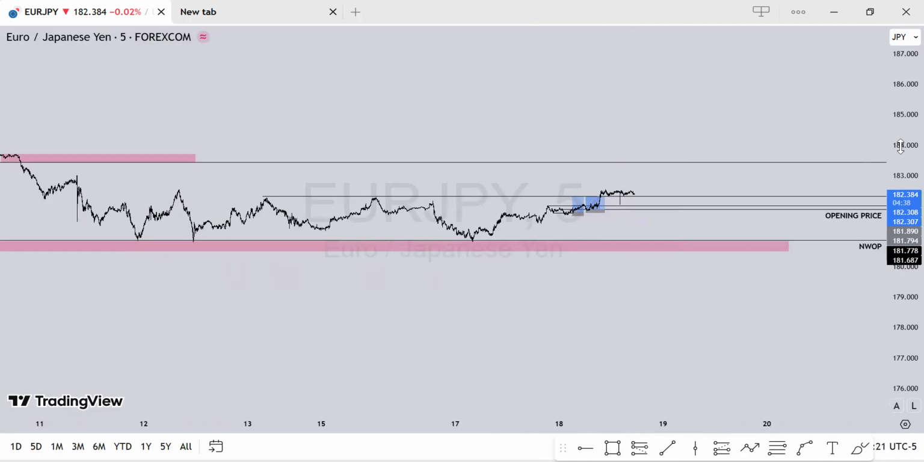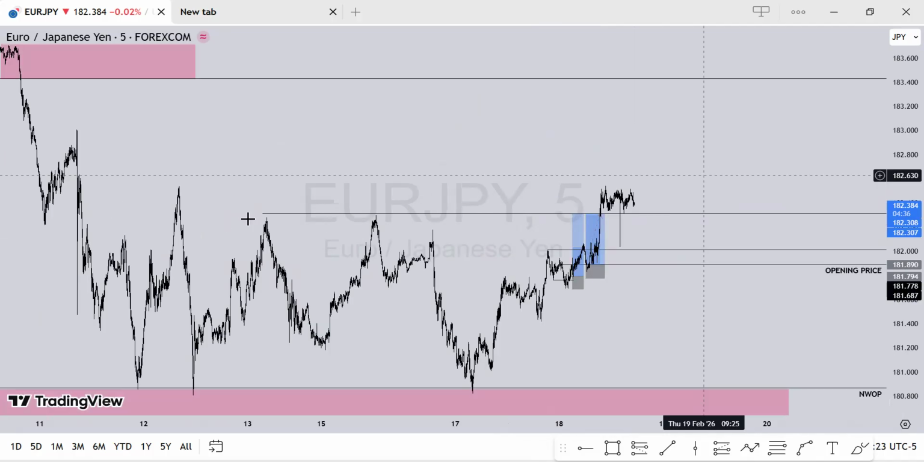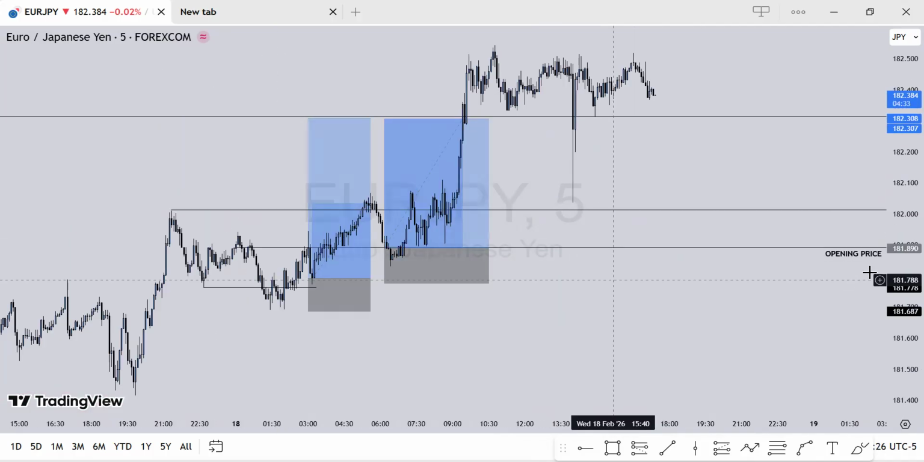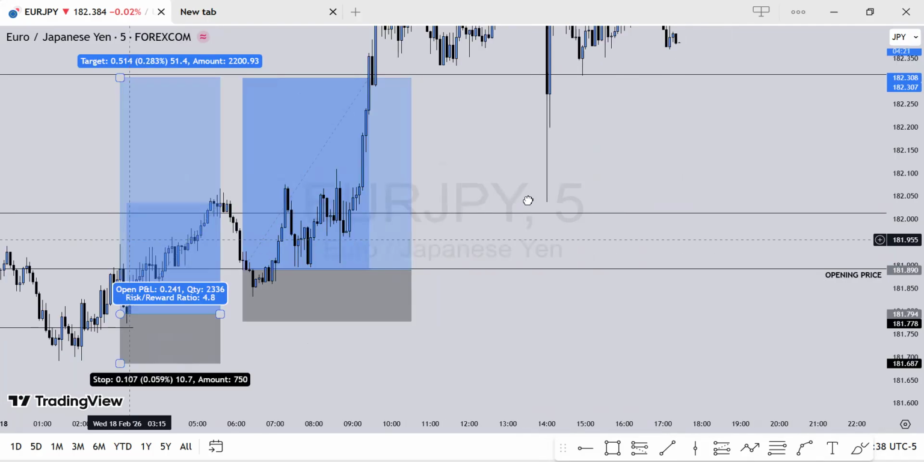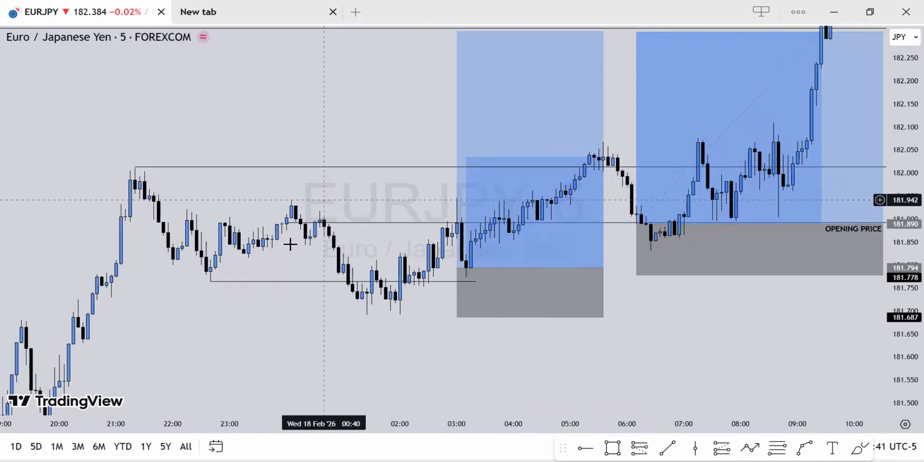So as you can see, price opened today, Wednesday the 18th, 2026. You can see the opening price. Pay attention. This is the opening price. You can see this bullish candle I'm pointing at right here. The bottom of this bullish candle is our opening price for the day.